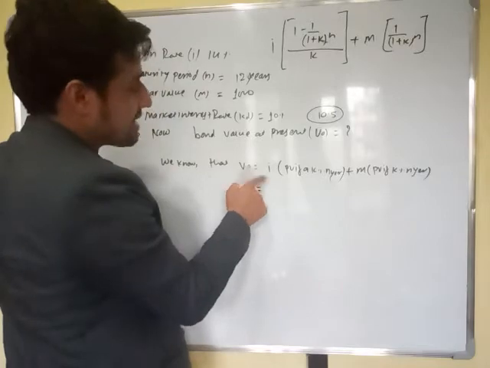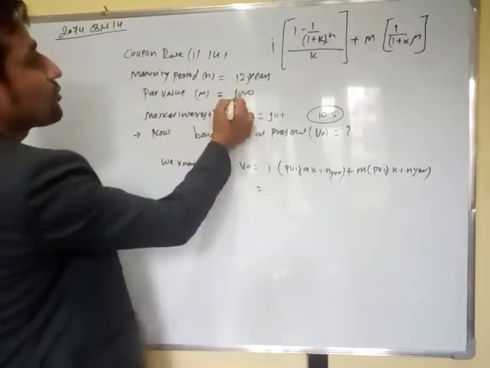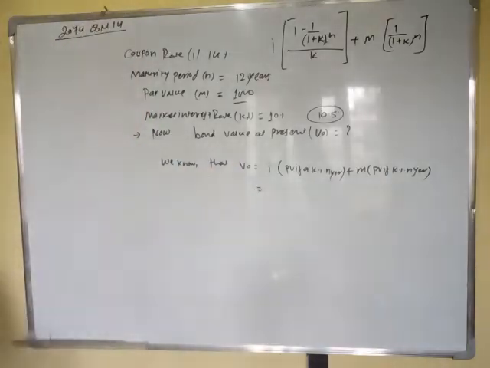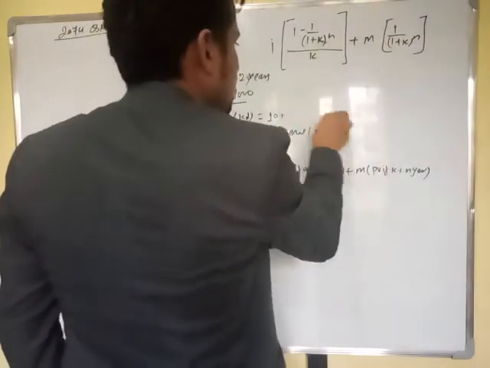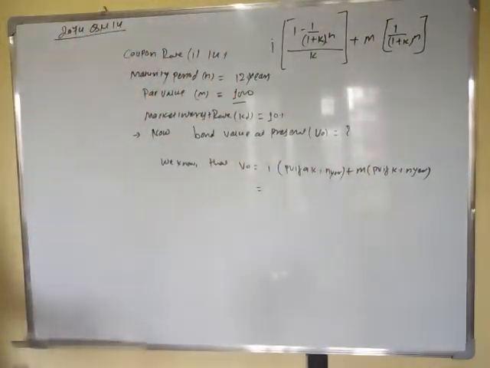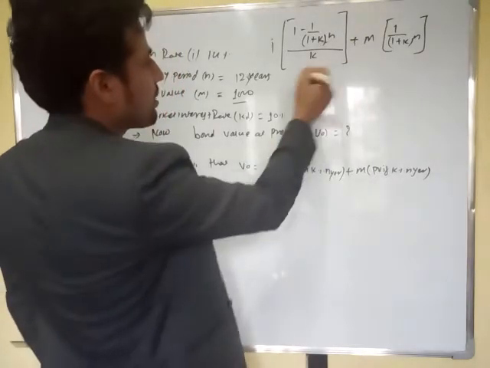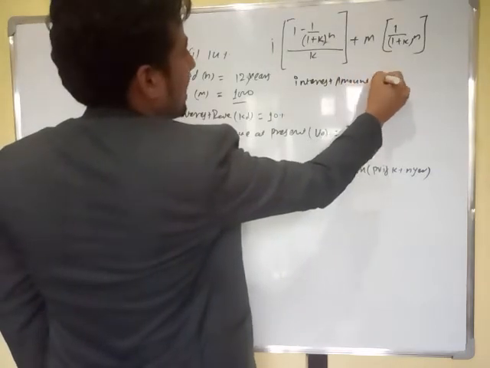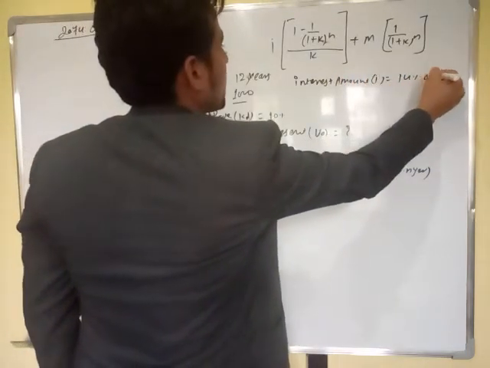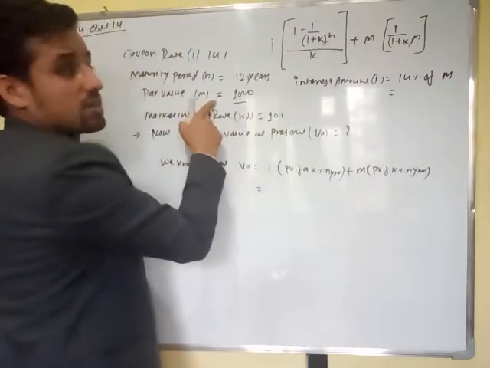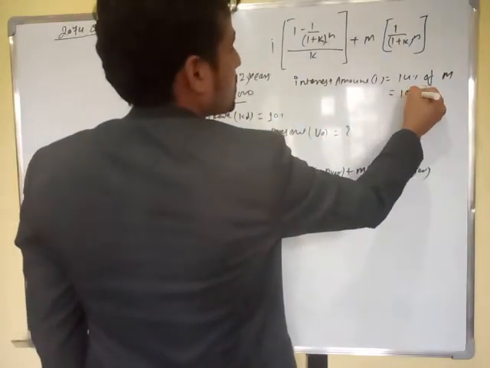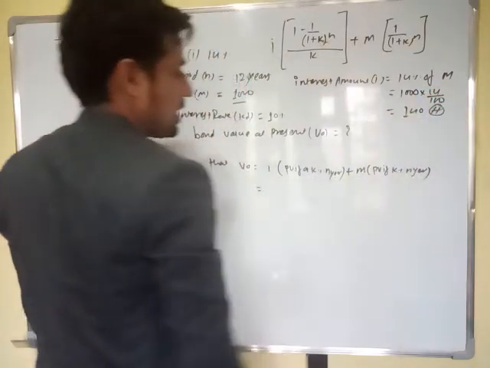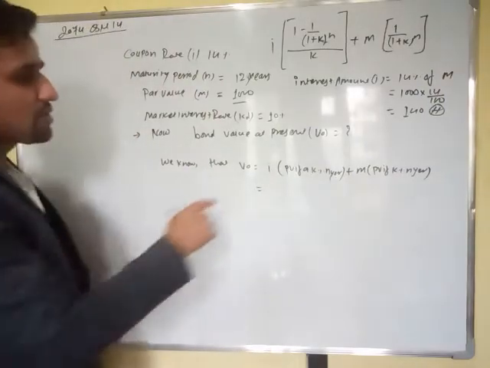Write down over here. Firstly, you need to determine the I. I means the interest amount; we have 14% and the face value. Interest amount I is equal to 14% of M. M means 1000 par value. We have 1000 into 14 divided by 100 is equal to 140. Put this information over here.